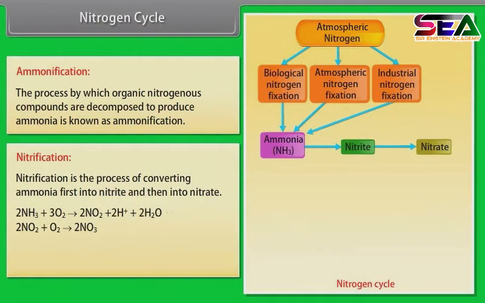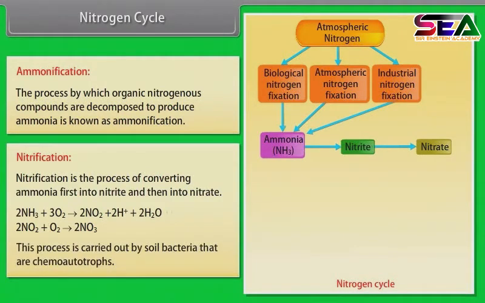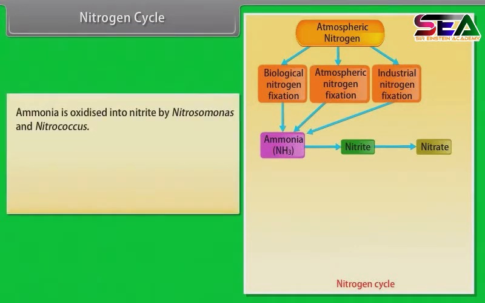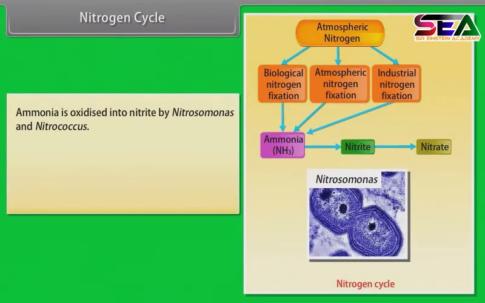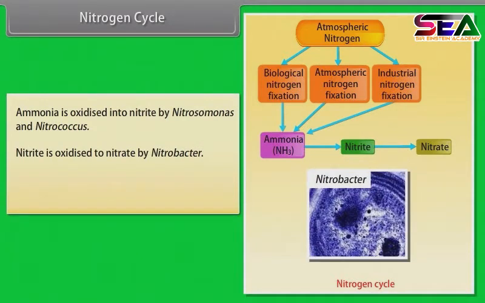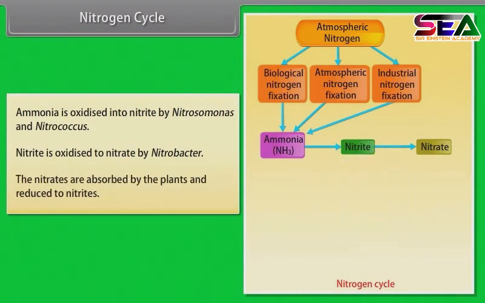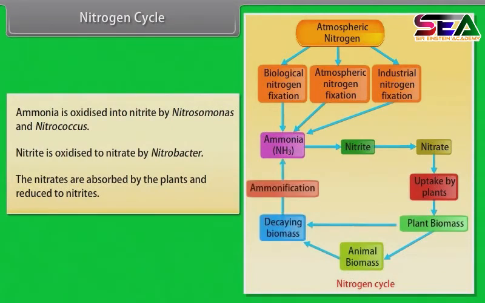2NH3 plus 3O2 gives 2NO2 plus 2H plus 2H2O. 2NO2 plus O2 gives 2NO3. This process is carried out by soil bacteria that are chemoautotrophs. Ammonia is oxidized into nitrite by Nitrosomonas and Nitrococcus. Nitrite is oxidized to nitrate by Nitrobacter. The nitrates are absorbed by the plants and reduced to nitrites.